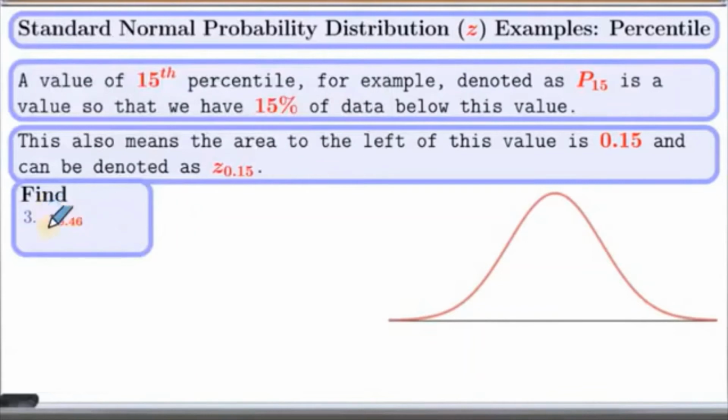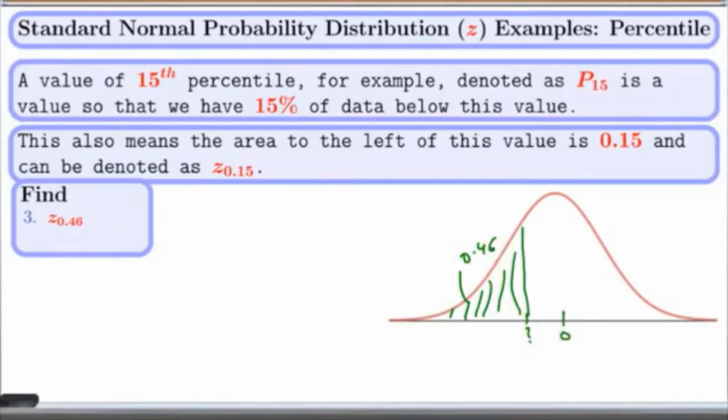Here you are supposed to find this z 0.46. So let's draw a diagram for the given scenario. We know 0 is in the middle, so let me put that down here. And for z 0.46, we are looking at values so that the area to the left is 0.46. So basically, this area here is 0.46, and we are supposed to find this value here.